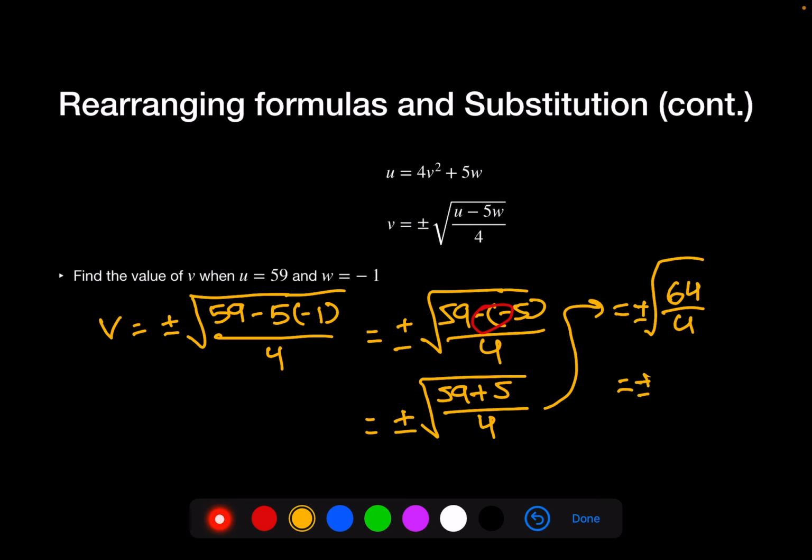So we have the plus minus root of 16. And the square root of 16 is simply 4. So we have plus minus 4. And the square root of 16 is 4 because 4 times 4 is equal to 16. So that is the solution for this question. It's positive or negative 4.